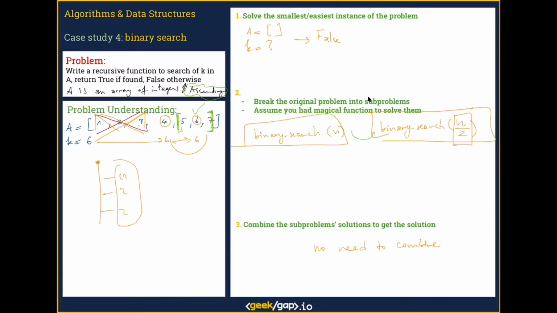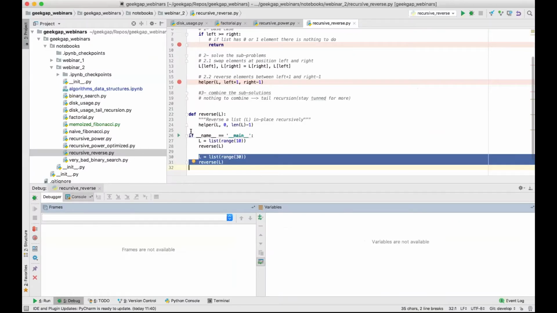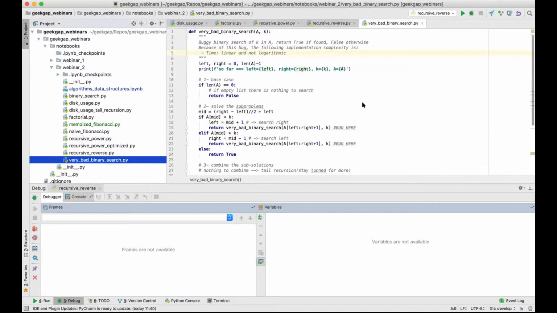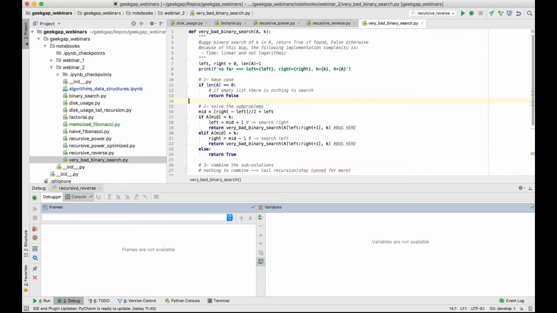So let's move to the demo to actually see that happening. Let's open PyCharm again and open binary search. But before, let me go first with a bad implementation of binary search, a very bad implementation, because there are ways to do this very wrongly, and I've seen this even from very senior people. So let's see what it is.